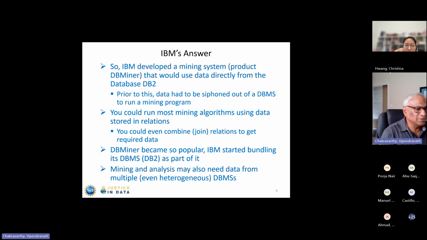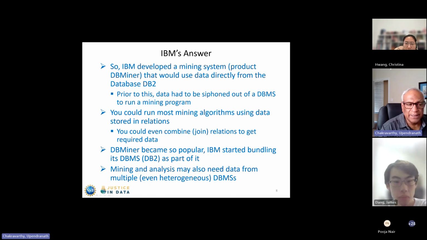So mining and analysis may also need data from multiple and even heterogeneous sources. What I mean by heterogeneous is one data may be in a relational database, another data may be in a file, a third data may be in a network database. So these are not only different sources, these are heterogeneous sources, as compared to all the data being in a relational DBMS, which makes it a little bit easier to integrate them and run the program.